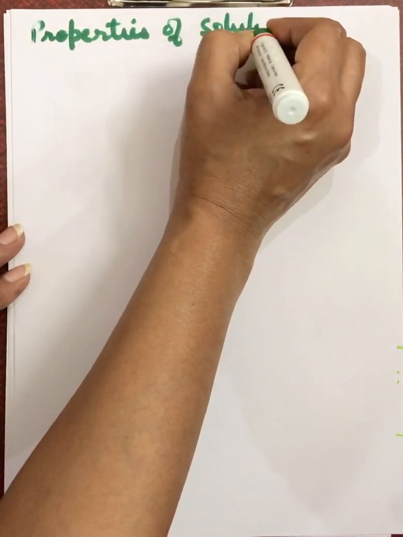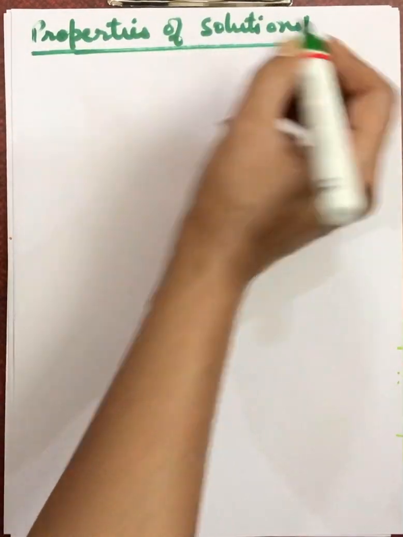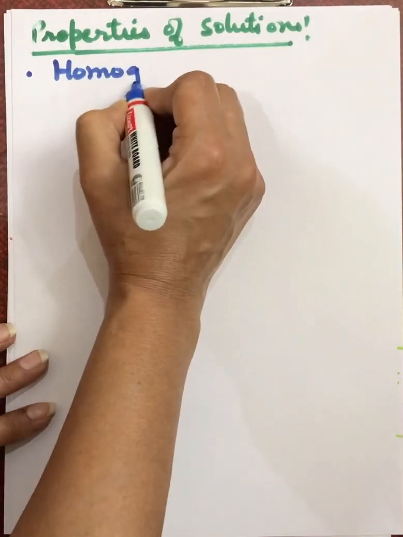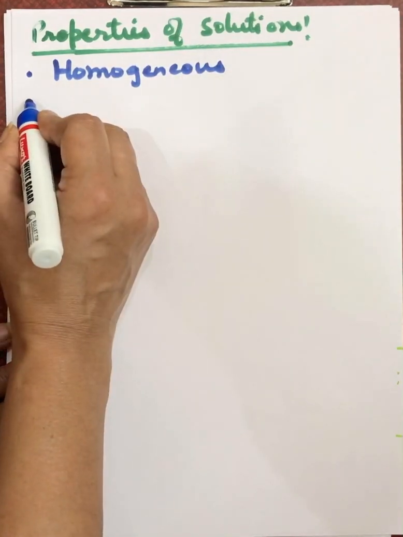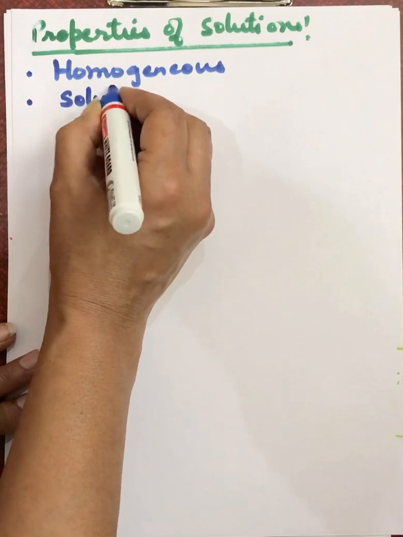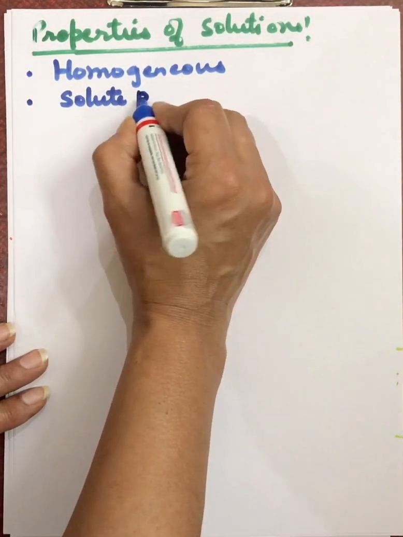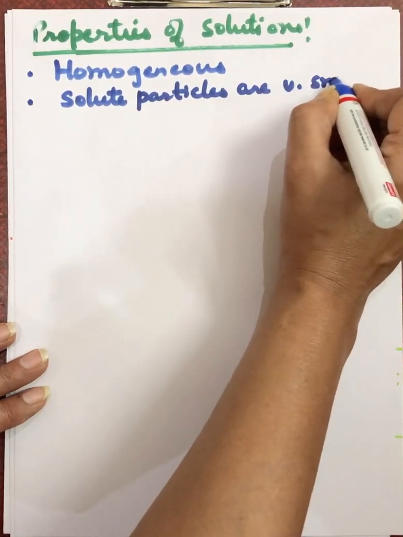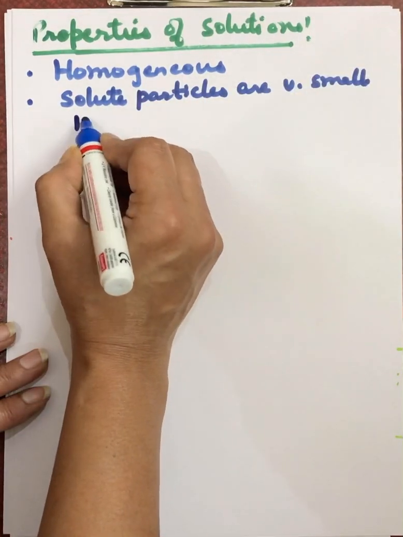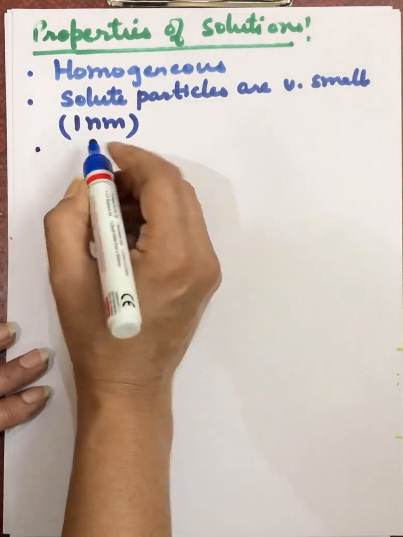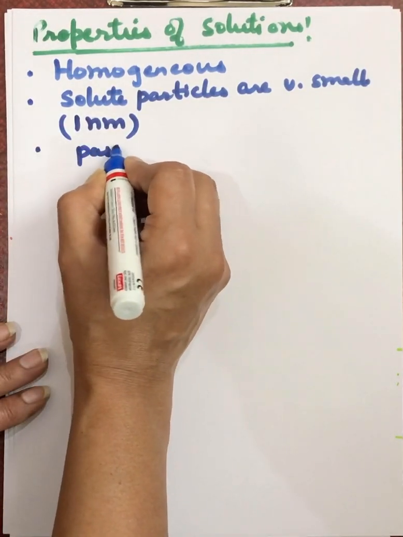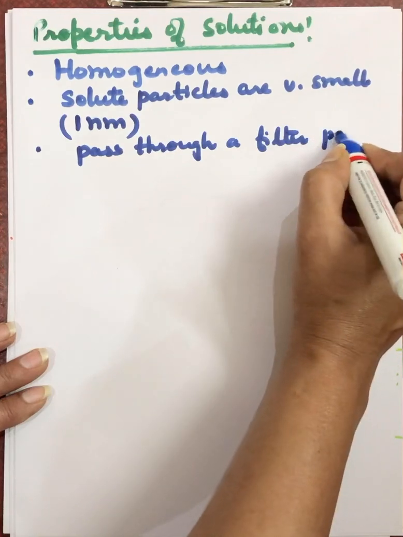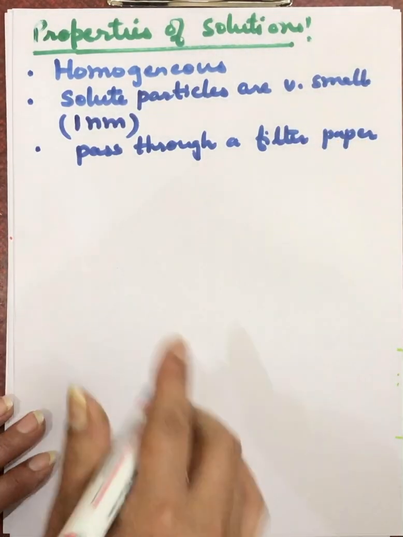Like first characteristic that we have done is that solutions are homogeneous. Solutions are always homogeneous in nature. Next is particle size, that is solute. When we say particle, that means we are talking about solute particles. Solute particles in case of solutions are very small, approximately 1 nanometer in size. And because the size is very small, they can pass through a filter paper. So we cannot separate the solute from solvent by filtration in this case.